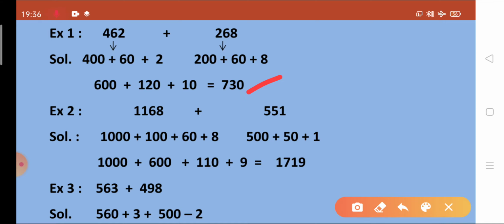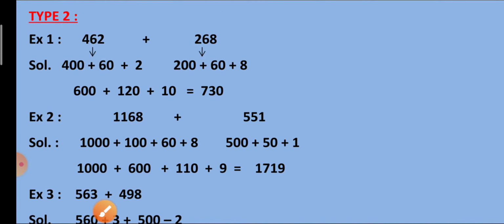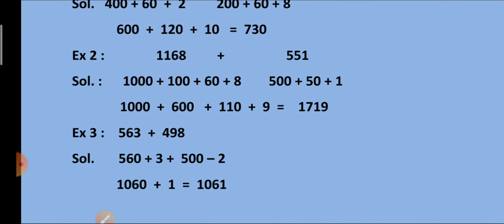So 1000 I have kept as it is. In the 100s place we have 100 and 500, so this becomes 600. 60 plus 50 is 110. 8 plus 1 is 9. So the whole answer is 1719. Let's do one more example.